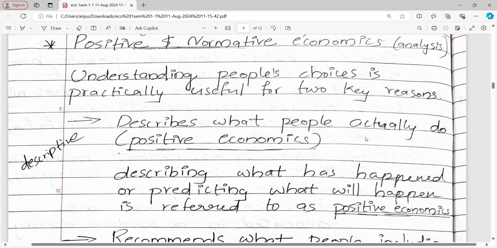So the prediction, like in 2025, US households will invest about half of their retirement savings in the stock market. This forecast can be compared to future data and either confirmed or disproven. A prediction is eventually testable. Okay, that is, after 2025 we can test this prediction with the available data. So it is a part of positive economics. Okay.